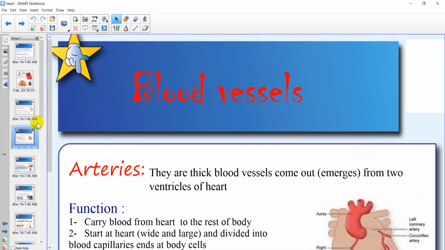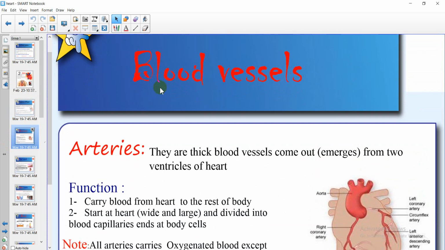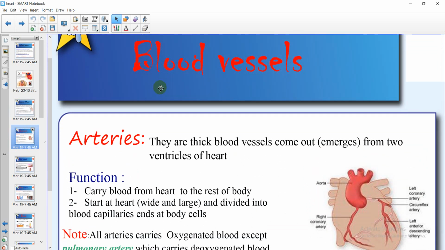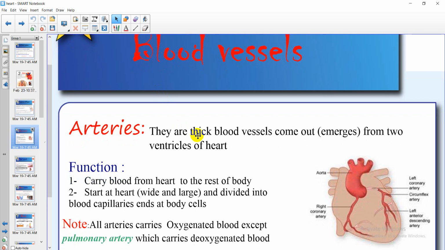So now we will talk about the blood vessels. I have three types of blood vessels: arteries, veins, and blood capillaries. We will talk about the arteries first. Arteries are thick blood vessels that come out from the heart and reach our cells. So any vessel that comes out from the heart, when the blood moves from the heart to all body cells, I will call an artery.